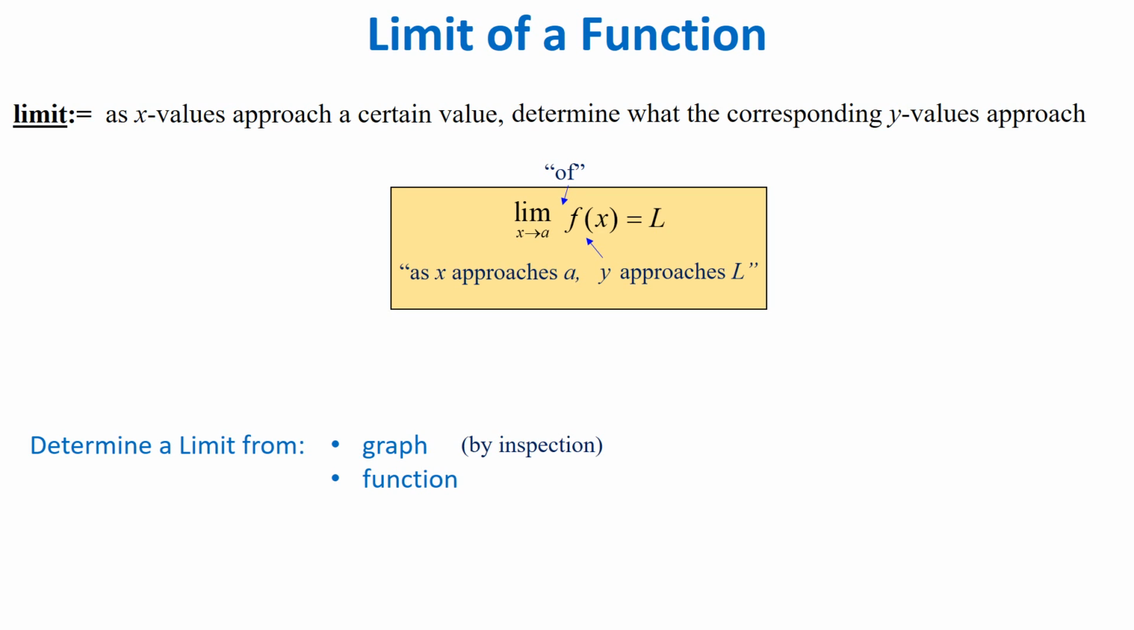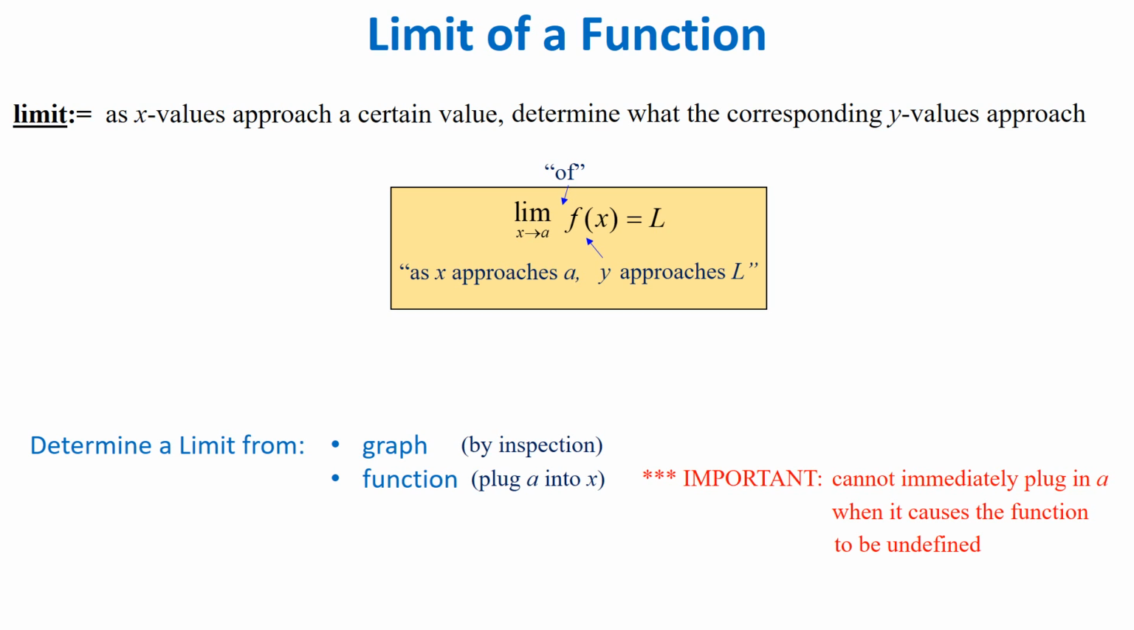The other way is if you're just given the formula for the function, then you can evaluate the function at that value of a. So you would just plug a in, substitute in for x as if you were evaluating any other function. Now, the downfall to that is that we can't always just plug a in. The times that we can't is if it causes the function to be undefined. But we'll see examples of that later.